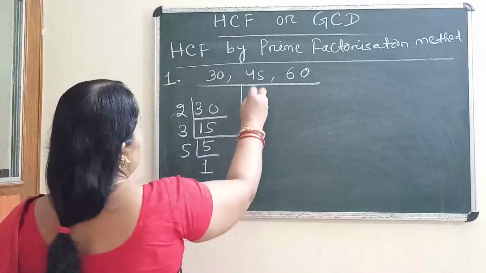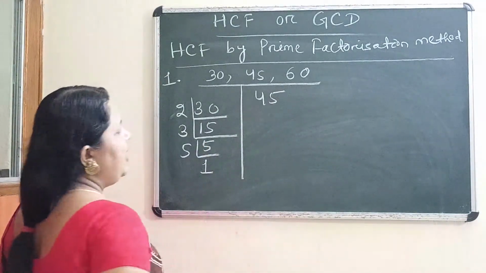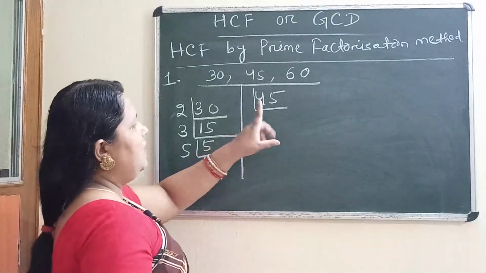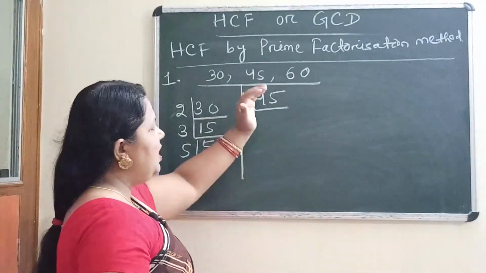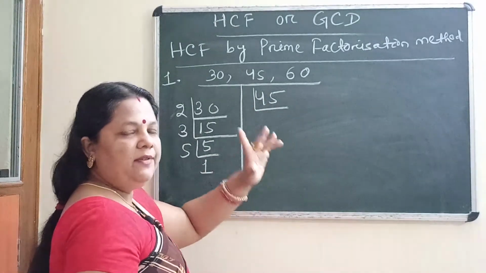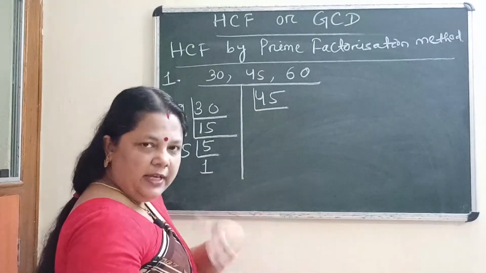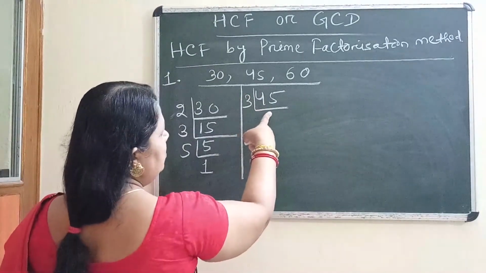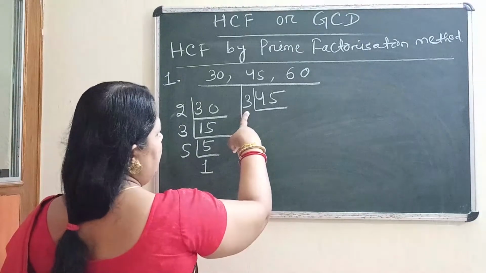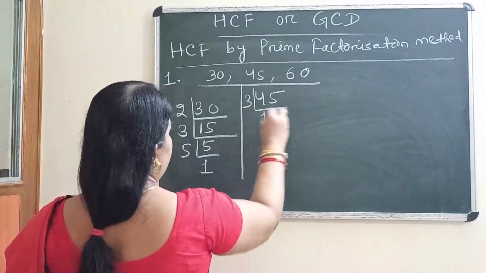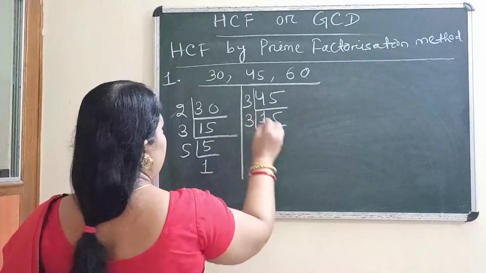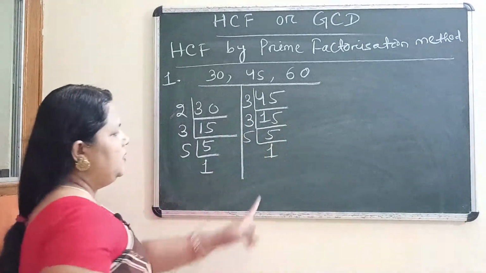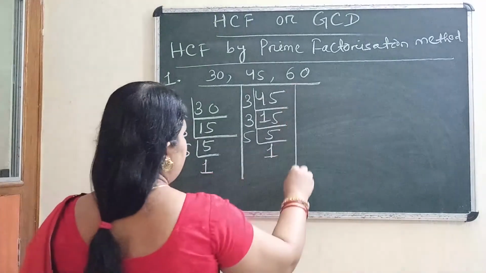Then come to 45. Divide this 45 with the help of prime numbers. You will always start from 2. If it is not divisible by 2, then proceed to the next. If it is not divisible by 3, then proceed to the next. It is not divisible by 2, so it is divisible by 3, so divide by 3. You will get 15. Then again by 3, 3 5s are 15. Again by 5 you will get 1. So now we got 1, so stop this division process.